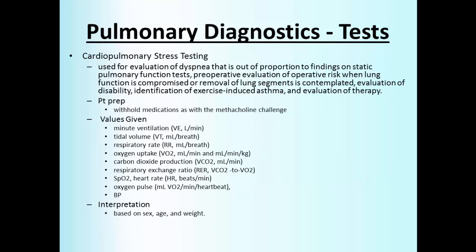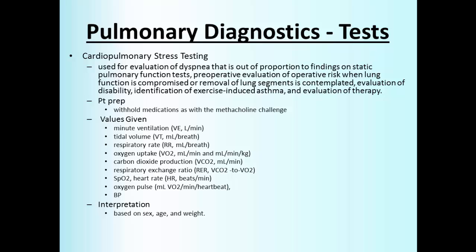Pulmonary, the next one is your stress test, which I'm sure most of us have had some exposure to. So it is used to evaluate dyspnea that is out of proportion to the findings on static pulmonary function tests. Preoperatively, for the evaluation of operative risk when lung function is compromised or removal of lung segments is contemplated, evaluation of disability, identification of exercise-induced asthma, and evaluation of therapy.